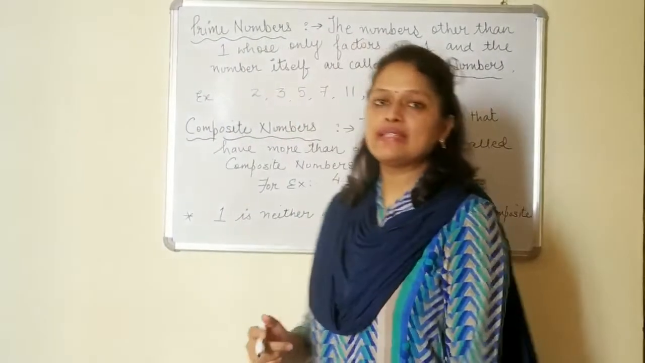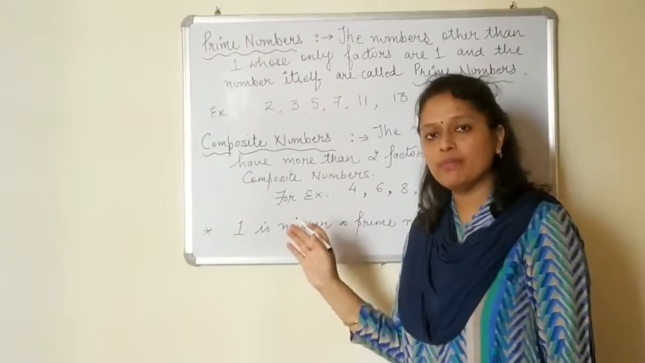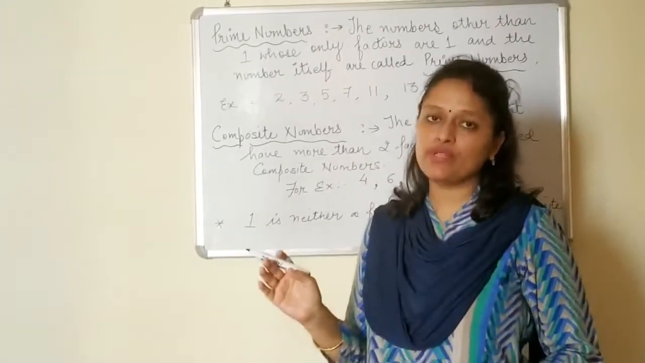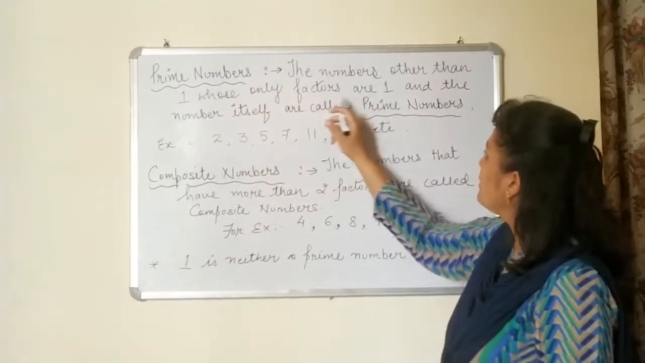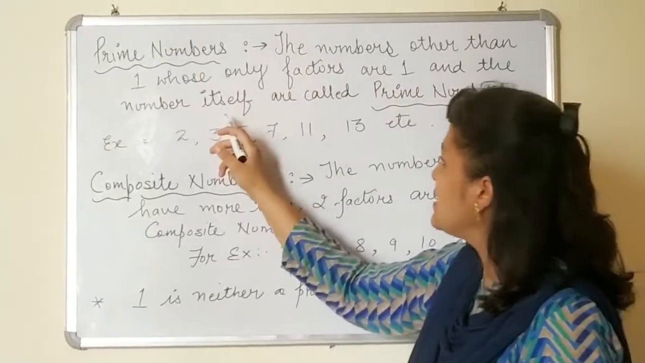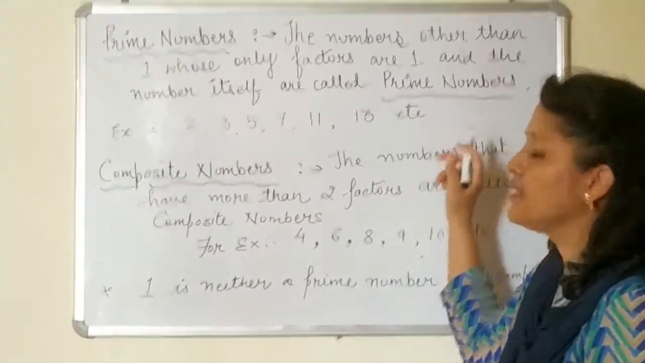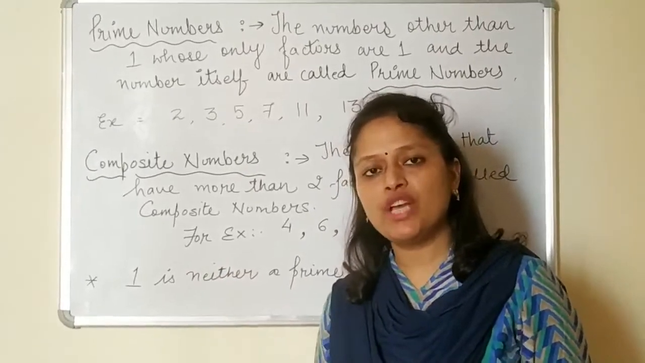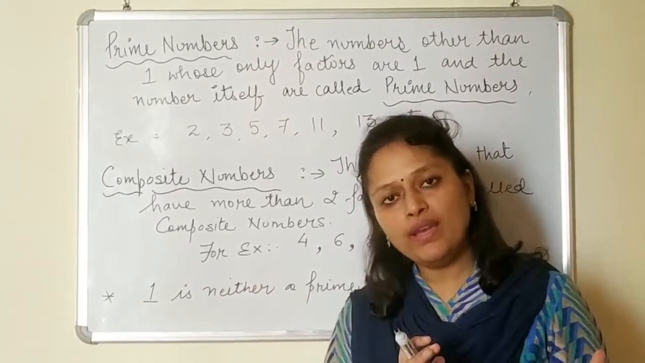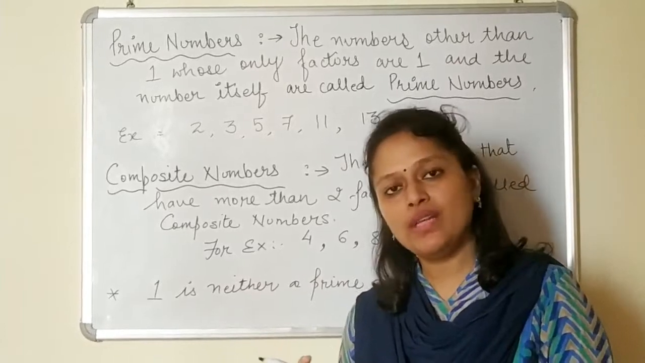Now children, we will discuss our next topic, that is prime numbers. Now what are prime numbers? You have read this in class 5 also. The numbers other than 1 whose only factors are 1 and the number itself are called prime numbers. Now what does this statement state? It says that all those numbers which have only 2 factors, 1 and the number itself, are called prime numbers.